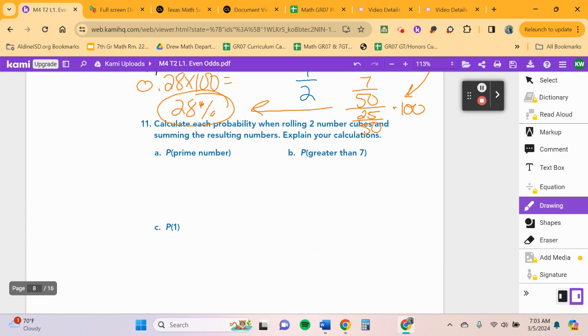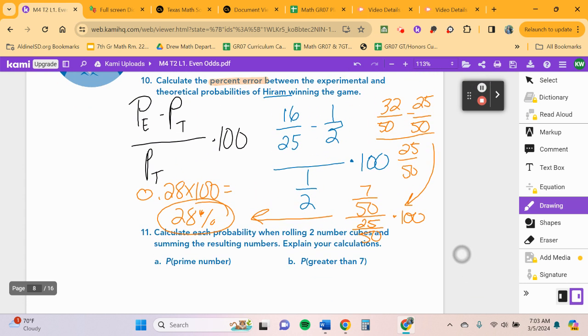All right, question 11. Oh, I'm sorry, let me back up. If you need a couple seconds to get this down, go ahead and do that because we are about to move on.